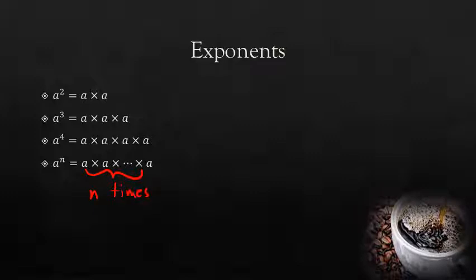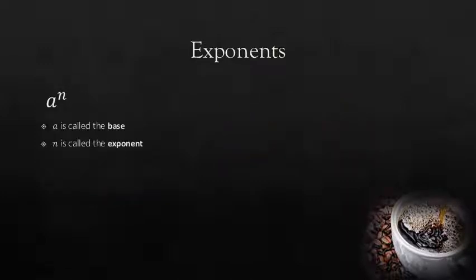So say you have 3 to the power 2. This is simply 3 times 3, or that is equal to 9. If you have 4 to the power 3, that is 4 times 4 times 4, and that is equal to 64. Now, if you have a to the power n, the letter a is what we call the base, and the letter n is what we call the exponent or the power. And we say a to the power n or a raised to n.